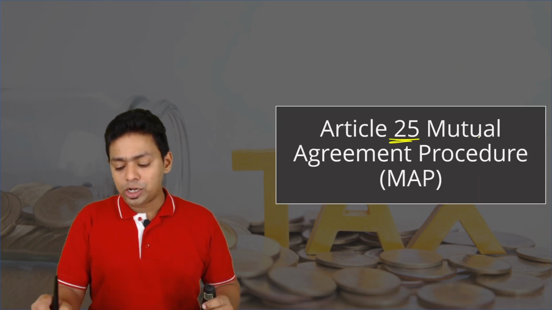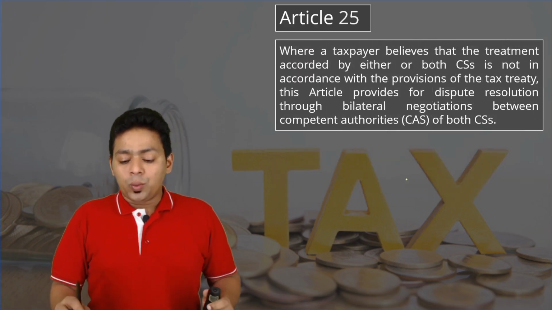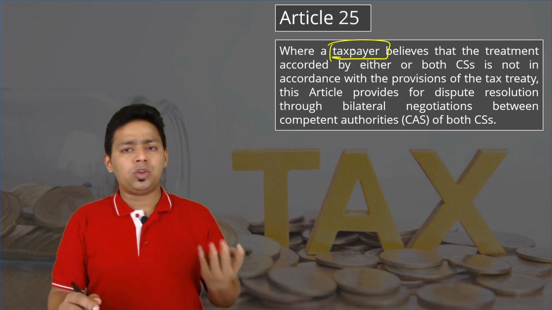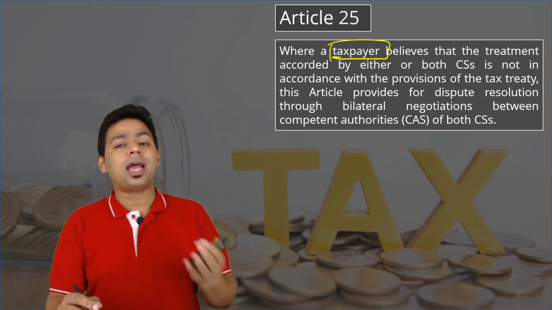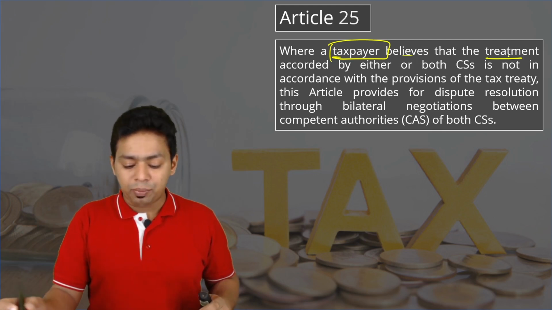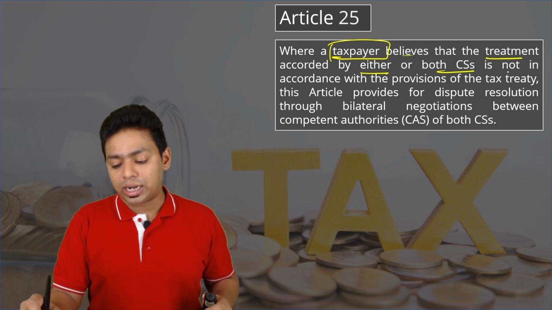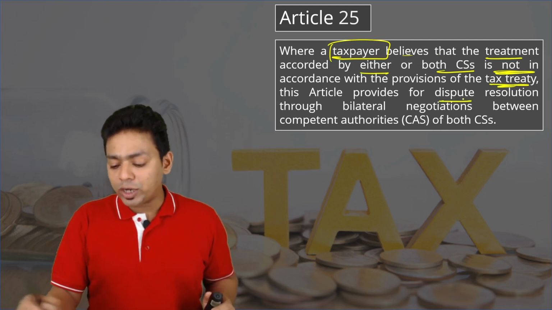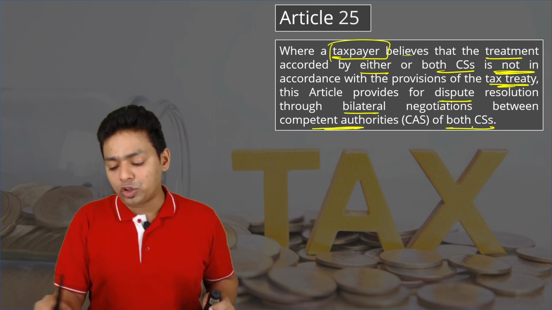Special provisions, Article 25: mutual agreement procedure, also known as MAP, very famous. Please understand this is from the taxpayer's perspective, because obviously the taxpayer is the person who is aggrieved because he has to pay tax in two countries, where the taxpayer believes that the treatment accorded by either or both of the contracting states is not in accordance with the provisions of the tax treaty. The article provides for dispute resolution through bilateral negotiation between competent authorities of both states.